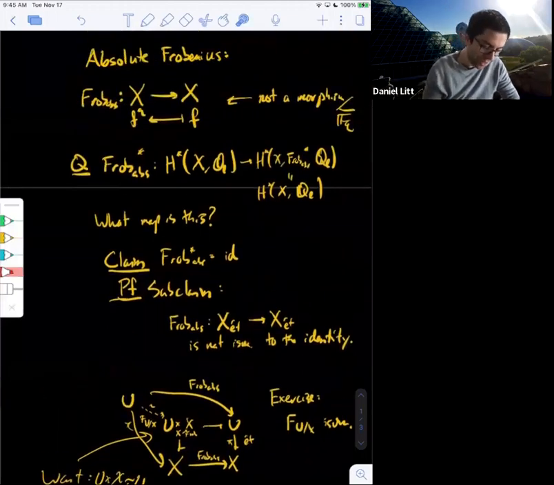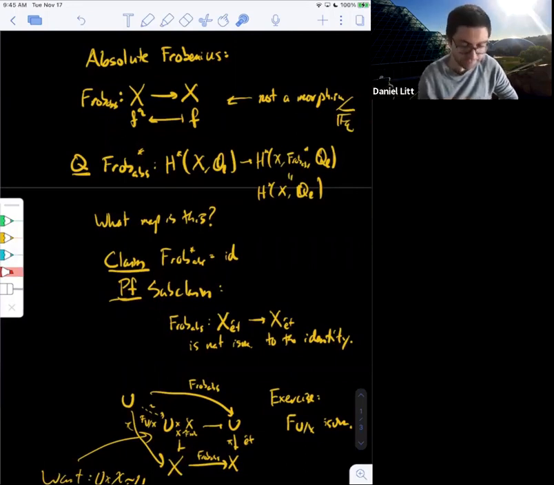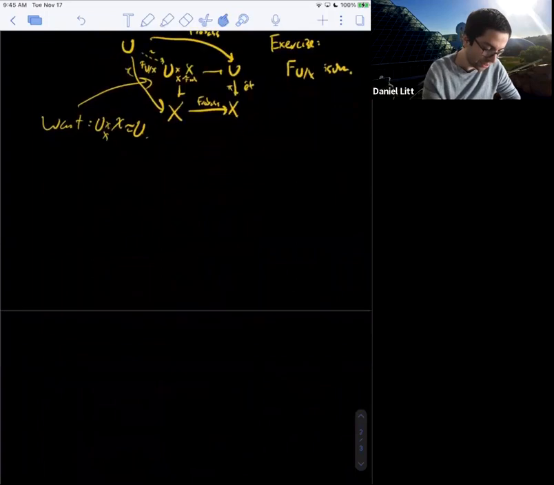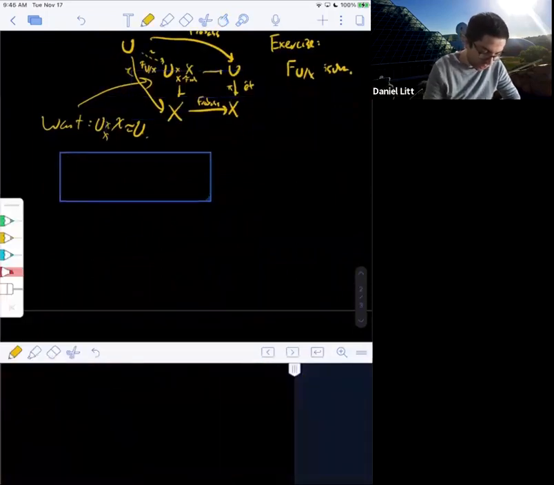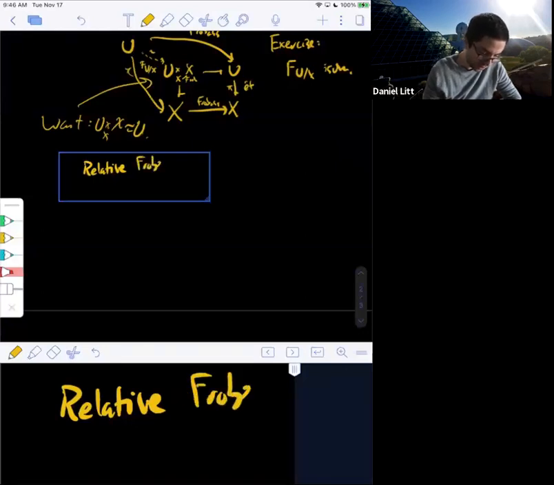Okay, so this map, absolute Frobenius, is probably not what we're interested in for the purposes of the Weil conjectures, right? Because it does nothing to cohomology. So considering its eigenvalues or its trace is not very interesting, right? Okay, so last time I told you what we cared about was relative Frobenius. I just described this for U over X, but this makes sense for any base of characteristic p.